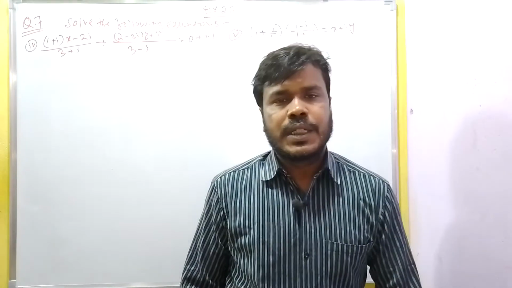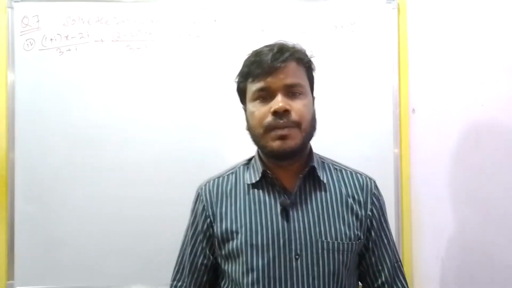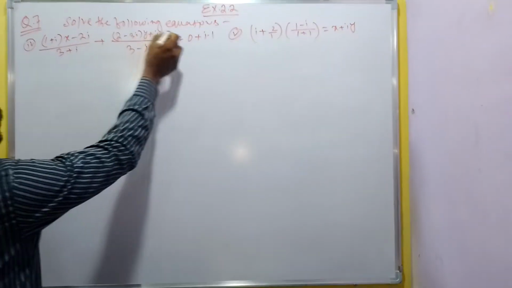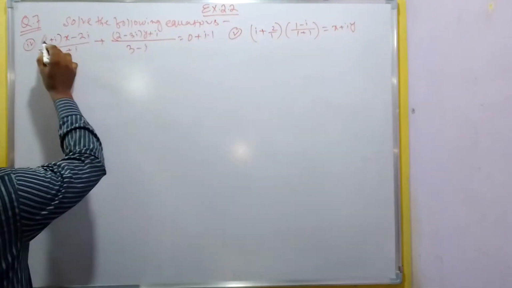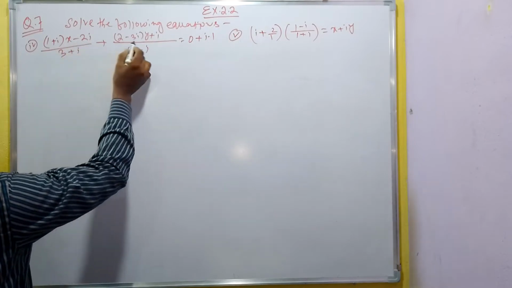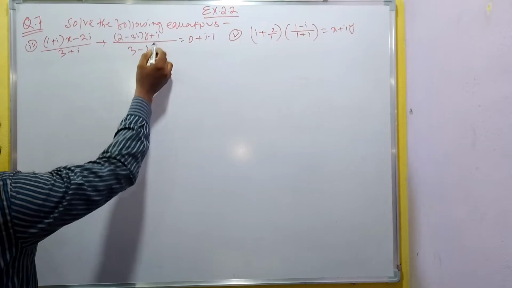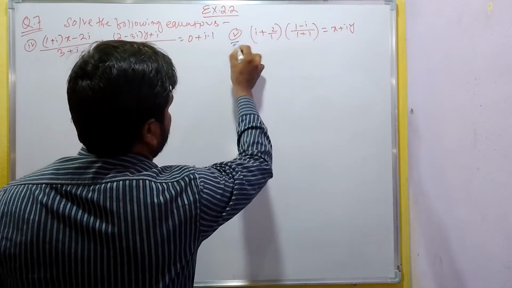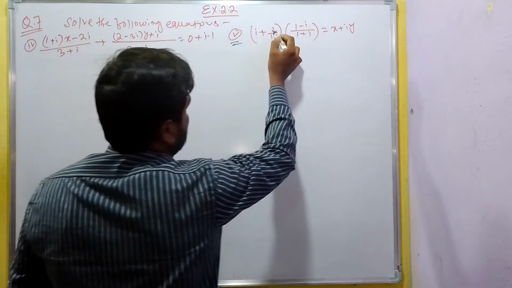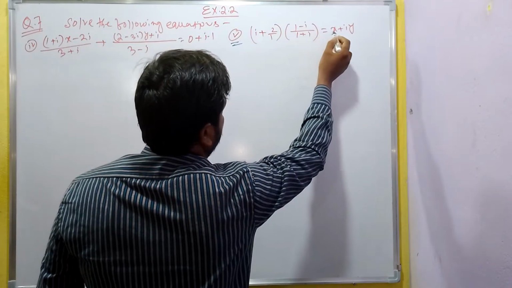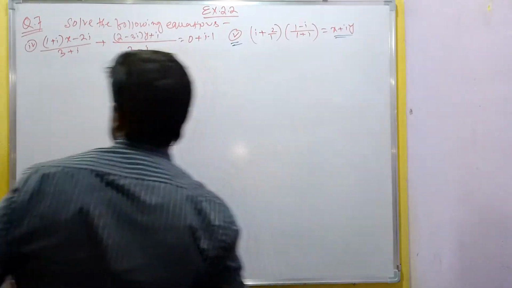Now start Advanced Math class 10, exercise 2.2, questions number 7, 4 and 5. Solve the following equations. Question number 4: (1 + i)x − 2i over 3 + i, plus (2 − 3i)y + i over 3 − i, equals 0 + i·1. Question number 5: (i + 2) over i, into (1 − i) over (1 + i), equals x + iy.